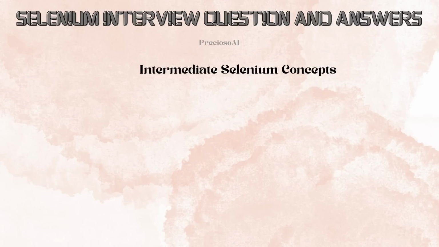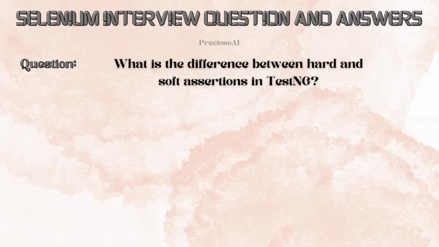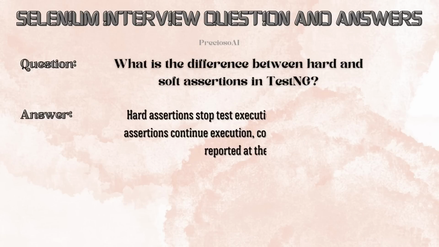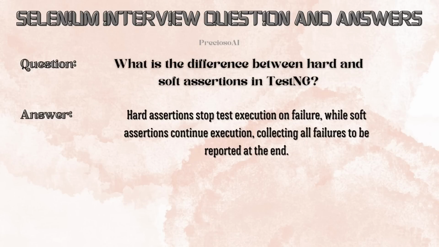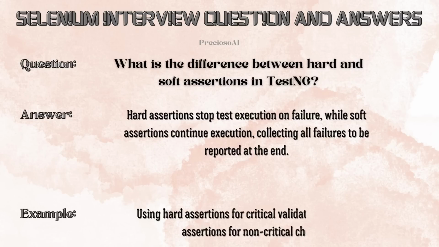Let's see the interview questions on intermediate Selenium concepts. Next question: what is the difference between hard and soft assertions in TestNG? And the answer is hard assertions stop test execution on failure, while soft assertions continue execution, collecting all failures to be reported at the end.